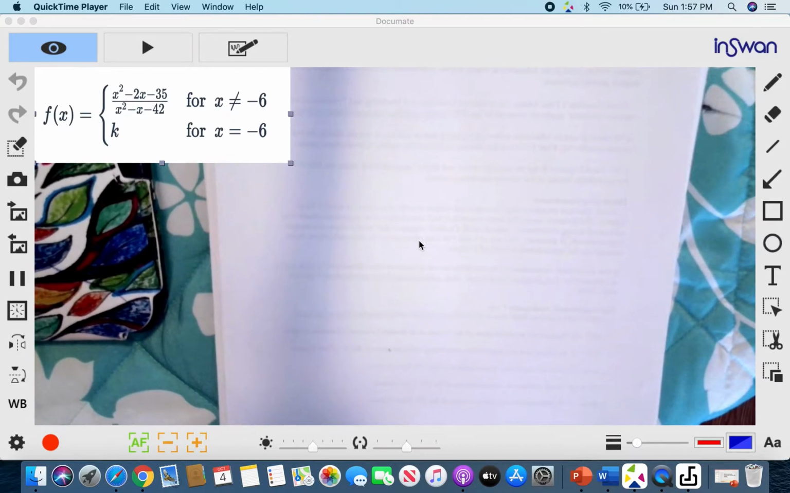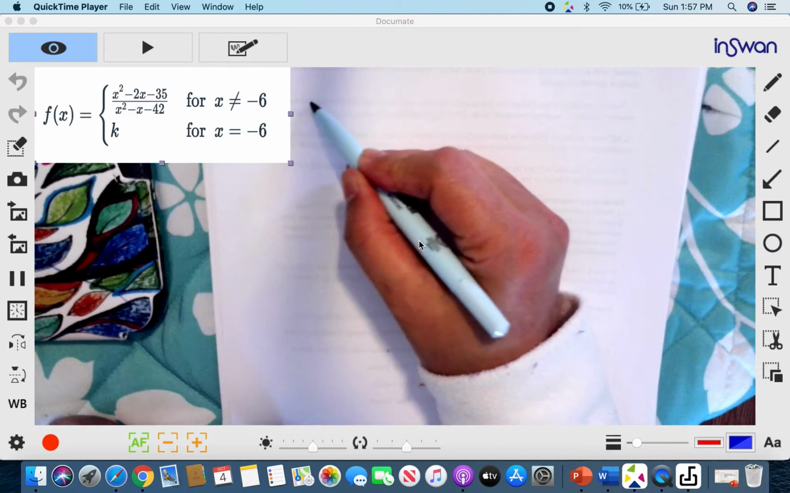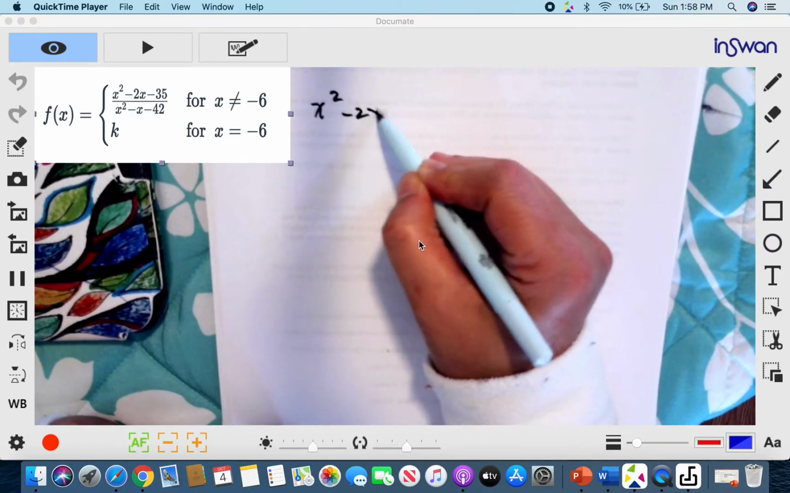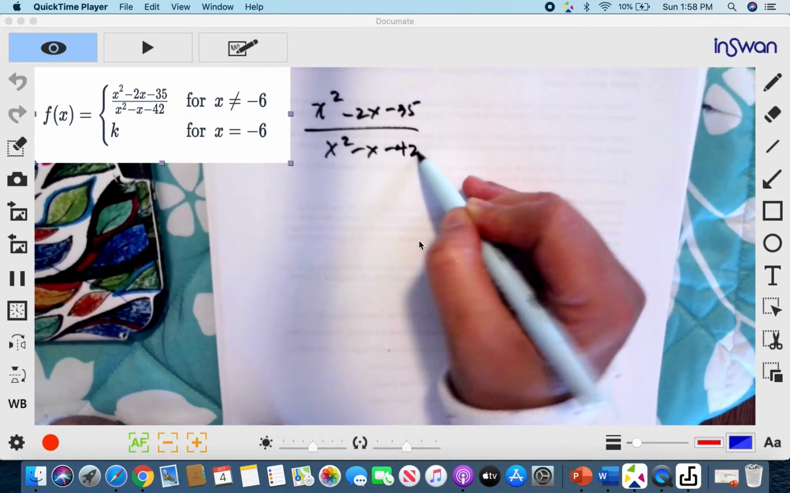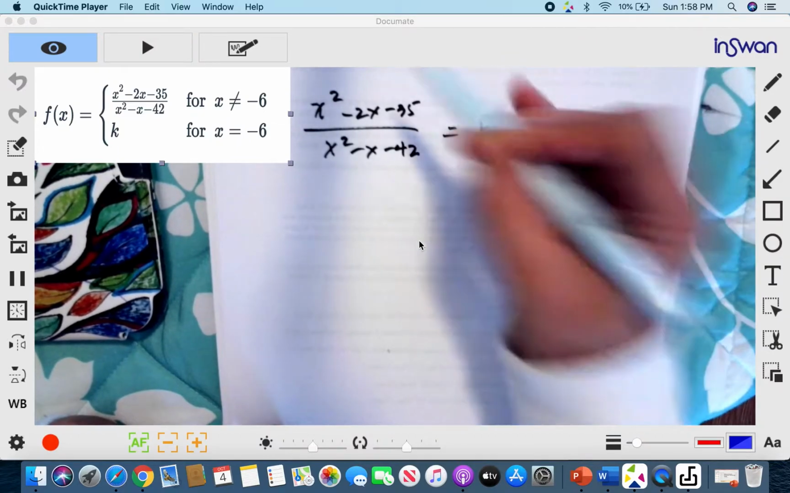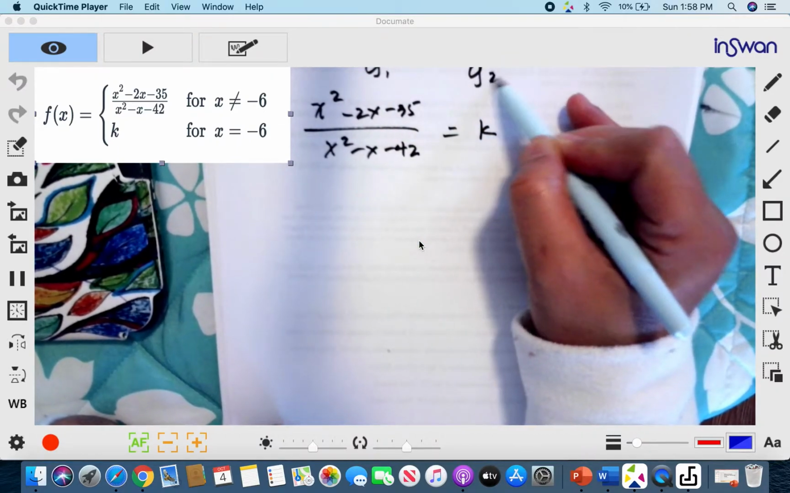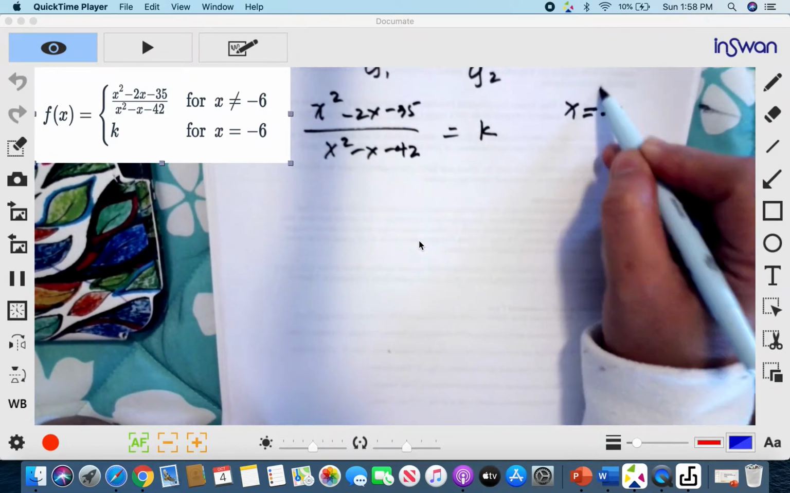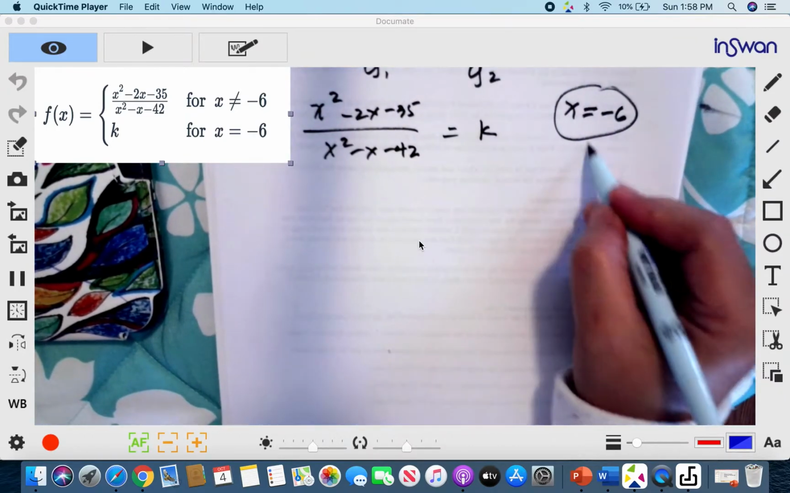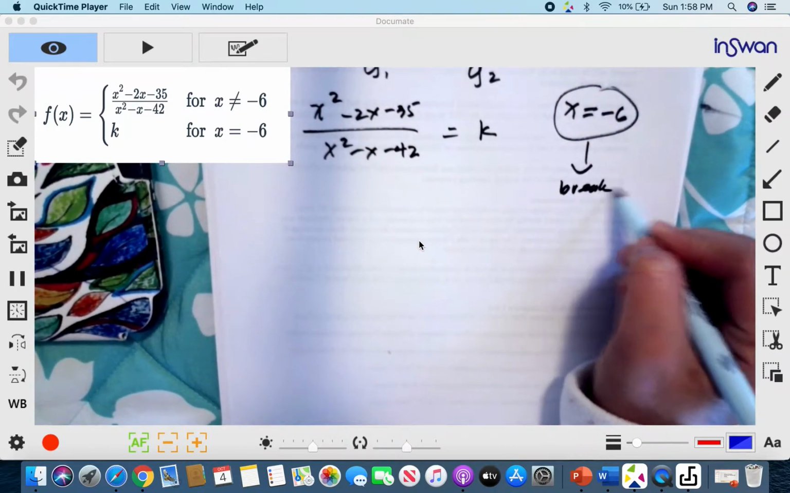So if this is a continuous function and assuming that there is really a continuity between these two pieces of functions, the values of y should be the same given the value of x equals -6. So you have x squared minus 2x minus 35 over x squared minus x minus 42 equals k. So this is your first y and this is your second y. They are assumed to be the same because we are presuming that this is continuous at x equals -6. -6 serving as our breakpoint.